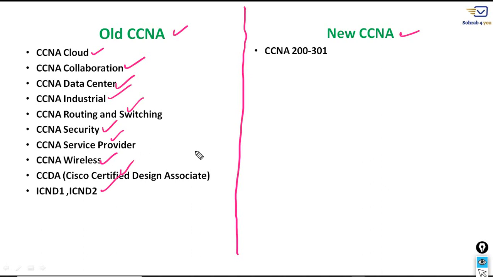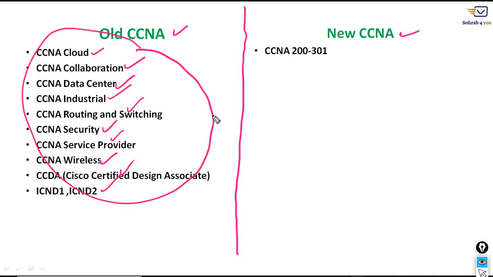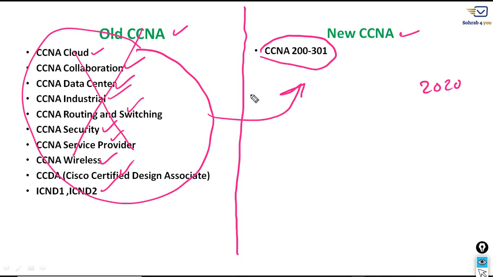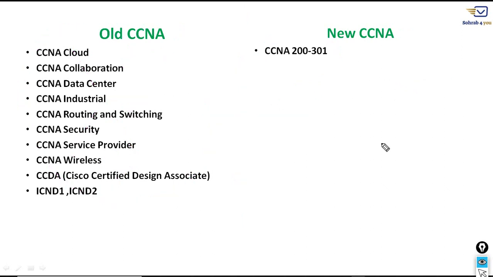Then in 2020, all these CCNAs were converted and became only one CCNA. Now we have only one CCNA, which is CCNA 200-301. So all those old CCNAs are now not with us, and we have only this new CCNA with us. Okay.